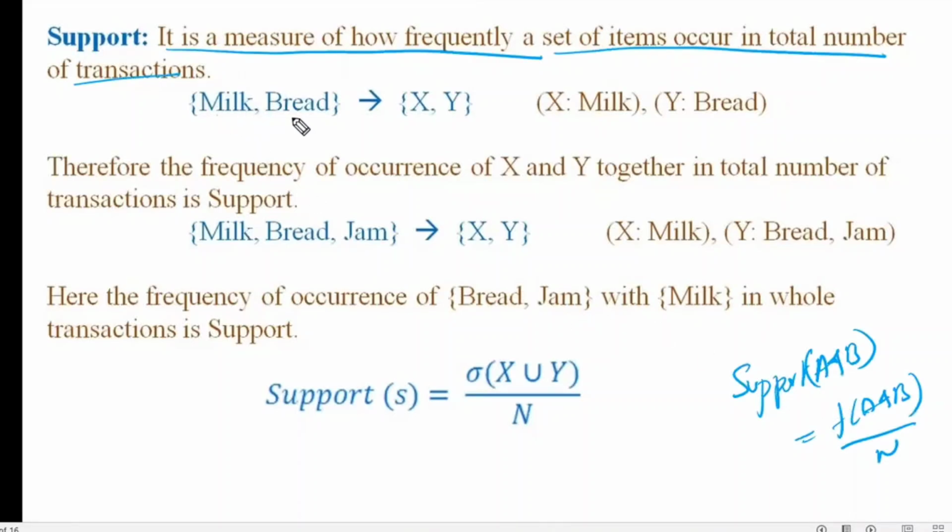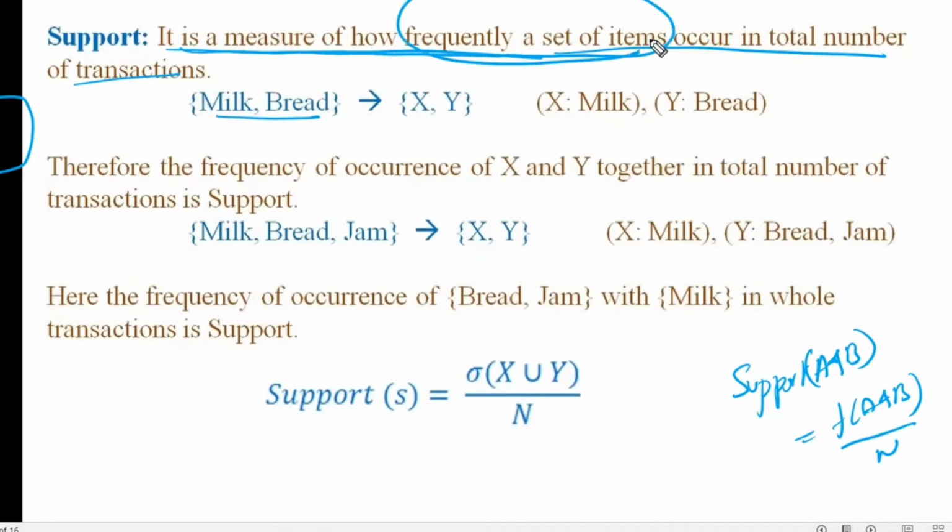For example, A and B are milk and bread. In the entire list of transactions, how many transactions have both A and B? For example, I have multiple bills: transaction 1, transaction 2, transaction 3, and so on. Within these transactions, I check how many have both A and B, not only A, not only B. The number of transactions with A and B divided by the total number of transactions is called support.